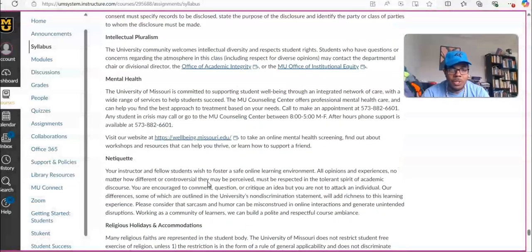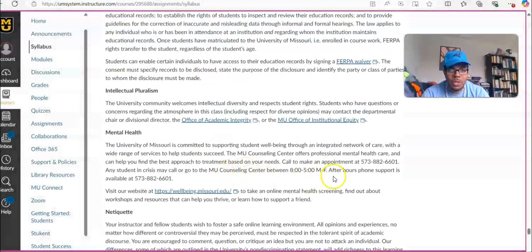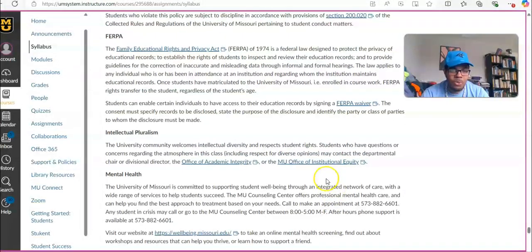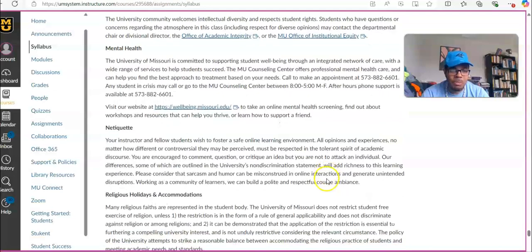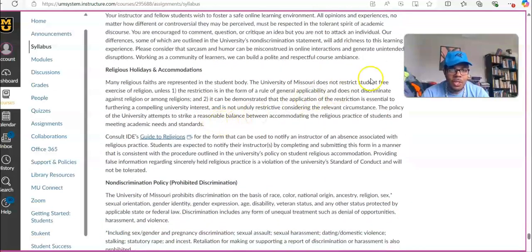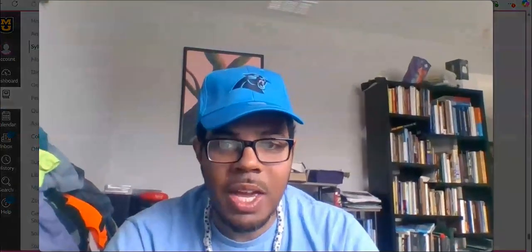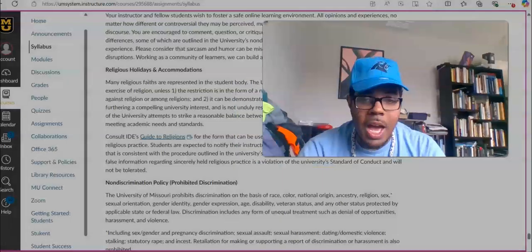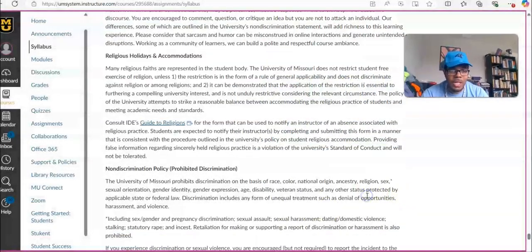So yes, don't suffer in silence. There is no reason for you to suffer in silence, even if the counseling center cannot see you. For instance, if you don't live in town or something, they still may have resources for you. Etiquette, we've already spoken about. Religious holidays and accommodations. Yes, if you do have a holiday that's not recognized by the university, still just run it by me. I will work with you. I am human and I get it.